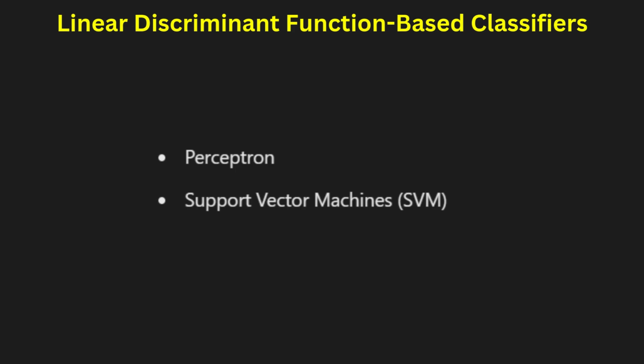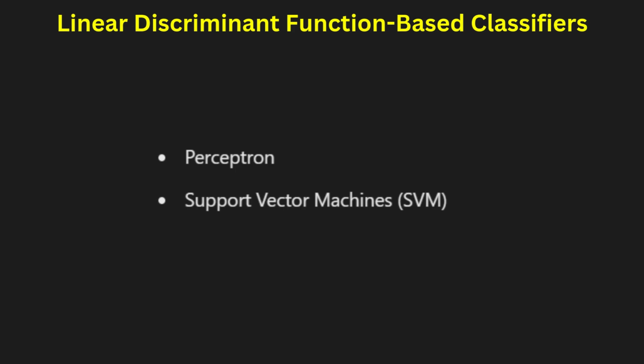Linear discriminant function based classifiers. Linear discriminant functions separate the classes by a linear decision boundary. The perceptron algorithm is one of the earliest linear classifiers used for binary classification. It updates the weights iteratively to find an optimal decision boundary. Another powerful technique is support vector machines, which find the best hyperplane that maximizes the margin between the classes. SVMs can also handle nonlinear data using kernel functions.